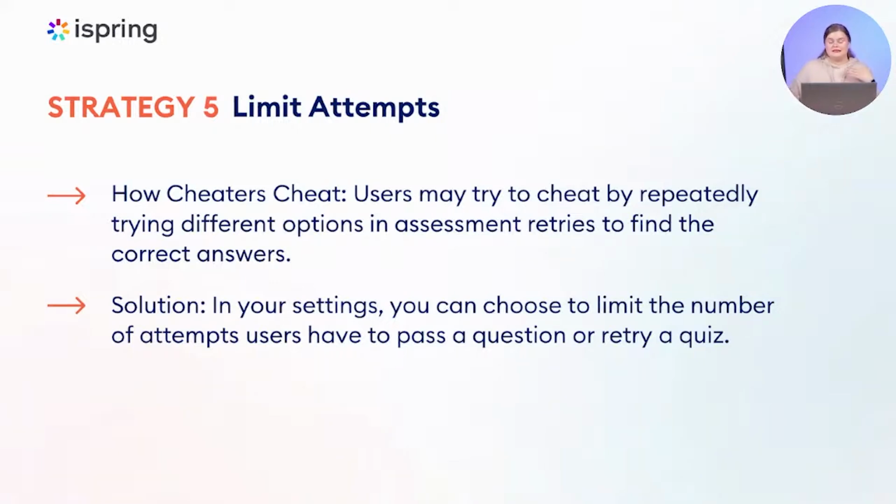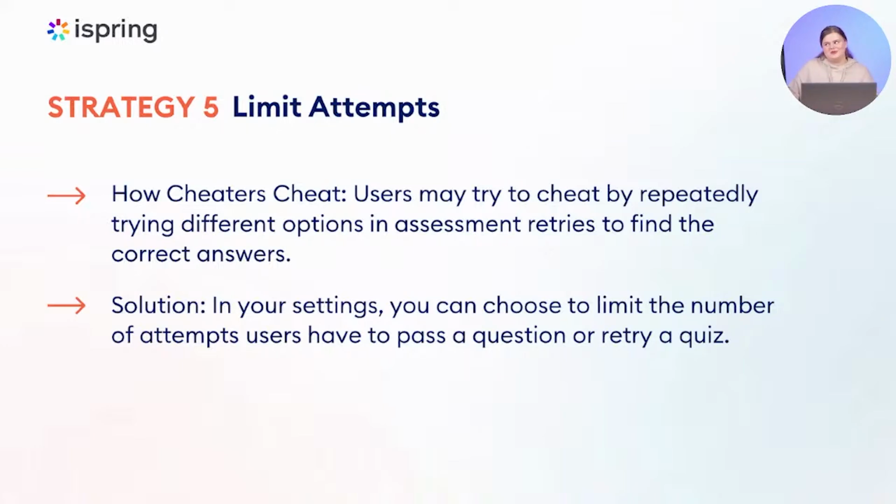So limiting attempts in assessments can prevent cheating by discouraging users from trying to discover correct answers through trial and error. When users know that they have only a limited number of attempts, they are less likely to engage in systematic guessing or cycling through options to find the right ones. This encourages a more thoughtful and focused approach to the assessment, promoting a genuine understanding of the material rather than relying on trial and error tactics.